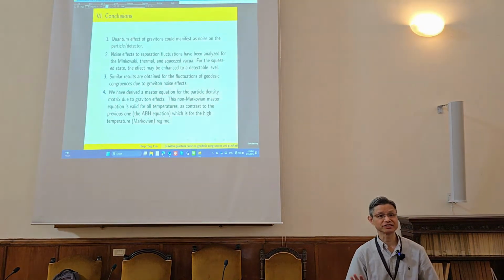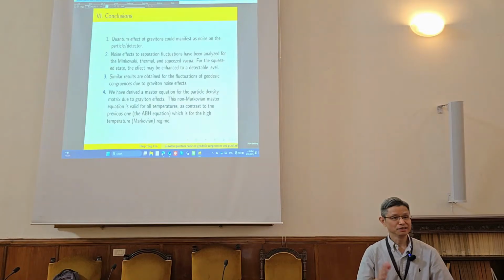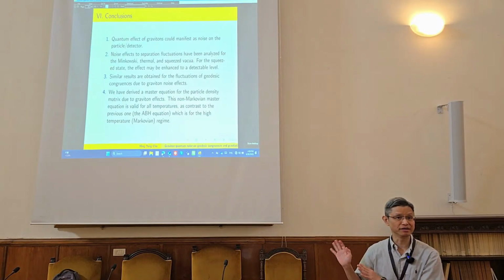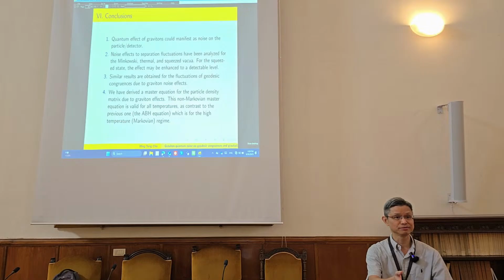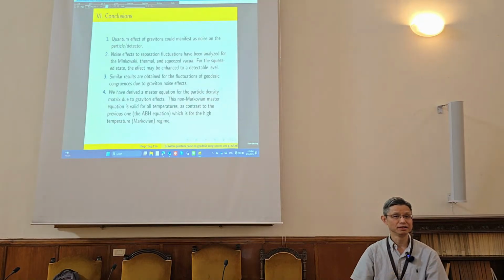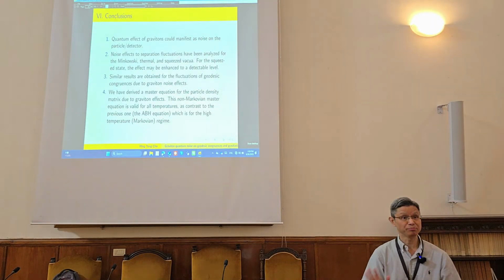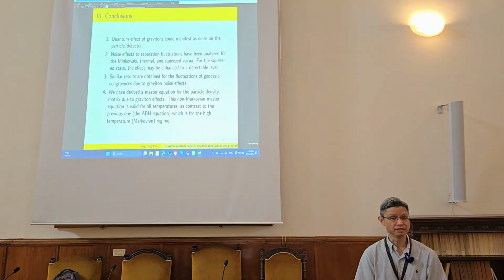Yeah, basically it's the same. We have graviton in the environment, then you have photons in the environment. Same vacuum, same case, same principle, yes. Yes, basically.